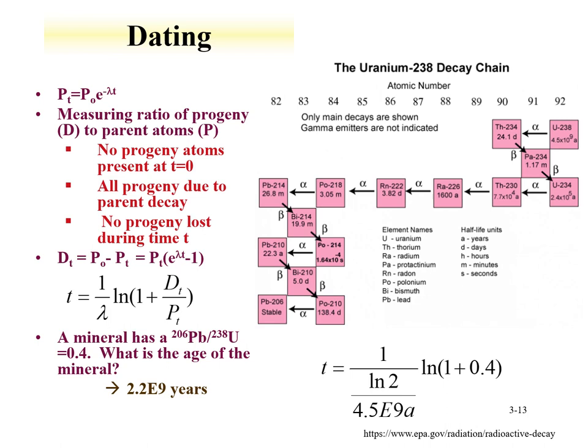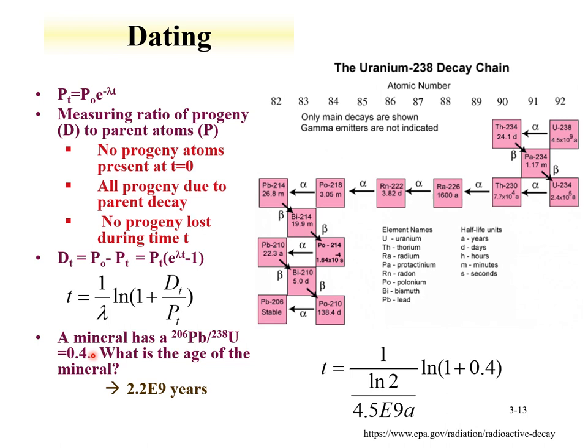So if we go through this, what is the age of the mineral? Let's substitute our terms into this equation. So it's the decay constant, which is log 2 divided by 4.5 billion years. The log of the sum of 1 plus the ratio of the progeny to the parent. And I said that the fraction is shown here, the ratio. So we can just take those values.